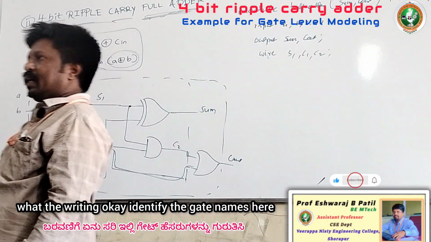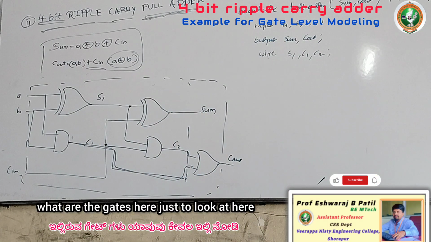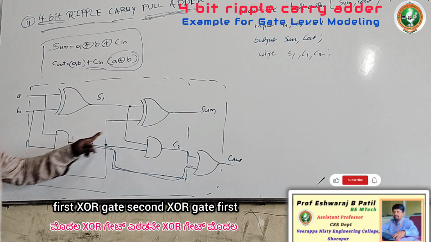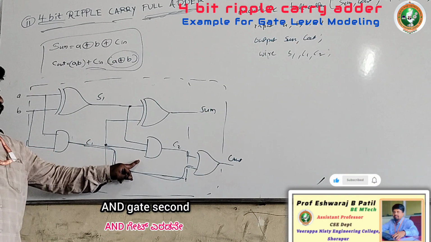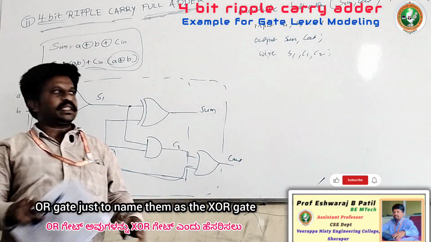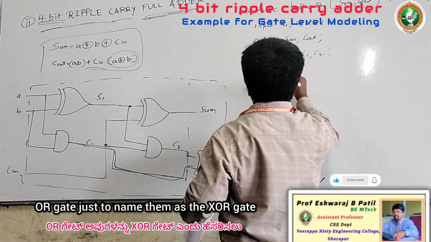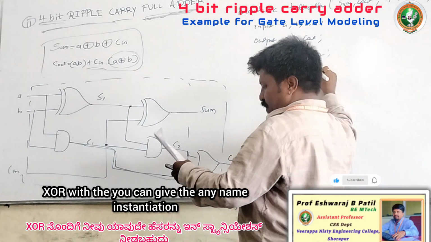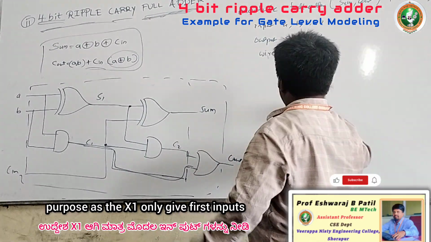Identify the gate names here. What are the gates here? Just look here: first XOR gate, second XOR gate, first AND gate, second AND gate, and one OR gate. Just name them as the XOR gate, and you can give any name for instantiation purpose, as X1.